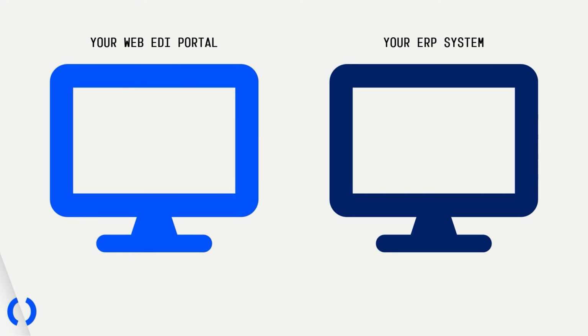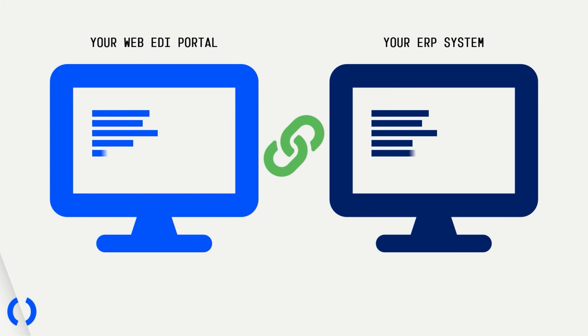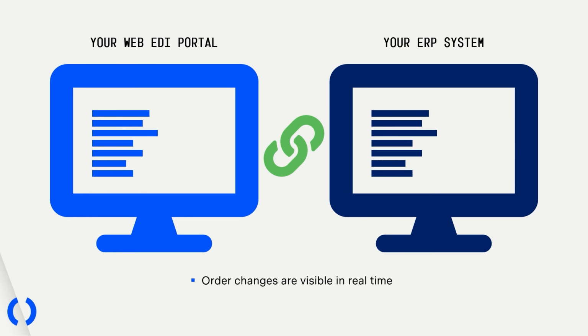In the best systems, your ERP and Web EDI platform will always be in sync, meaning suppliers will be able to see any order changes in real time. In such systems, it may even be possible for individual order changes to be merged automatically.